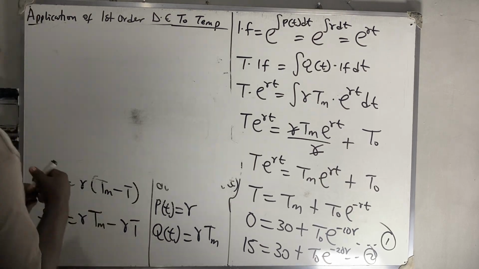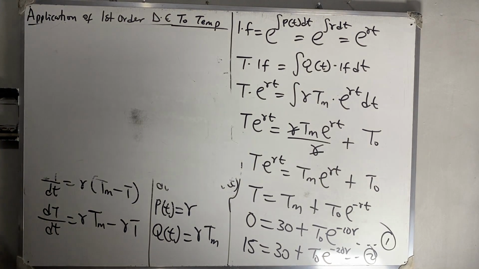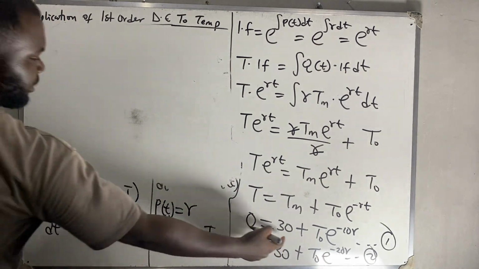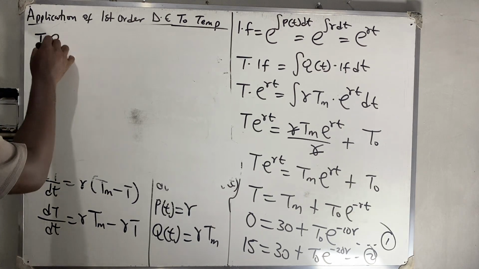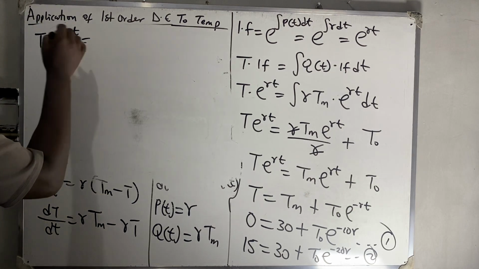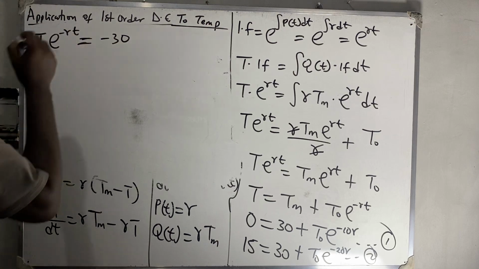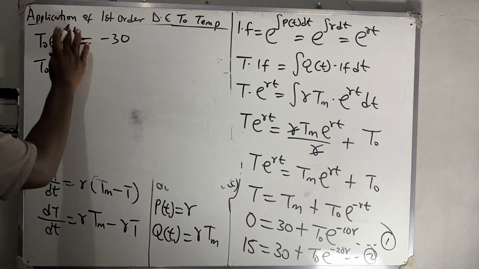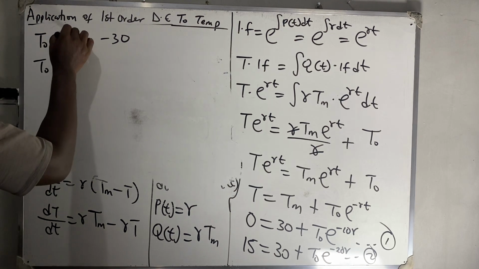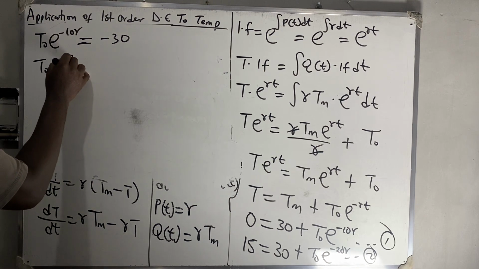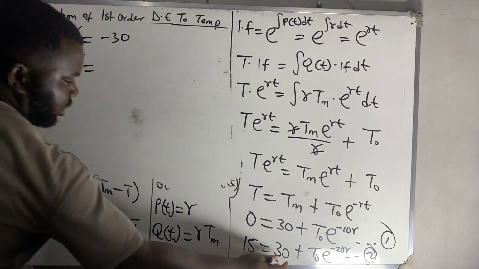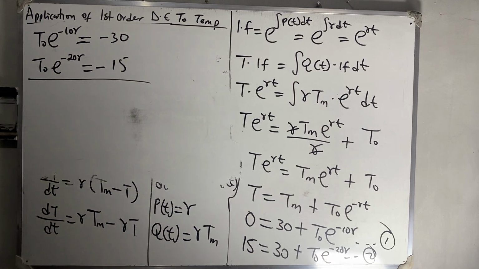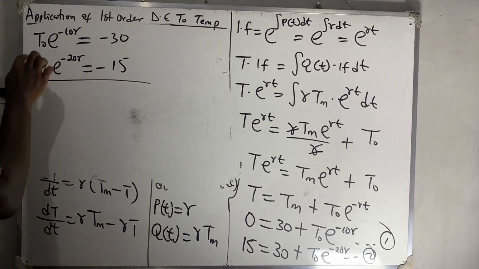So if I solve 1 and 2 simultaneously, from equation 1, I'm going to have that 30 moving here. I'm going to have that T naught exponential minus RT is equal to minus 30. And then if this one comes here, I'm going to have that T naught exponential, sorry, not RT, but minus 10R. So this one is giving me minus 20R is equal to this coming here, 15 minus 30 will give me minus 15.